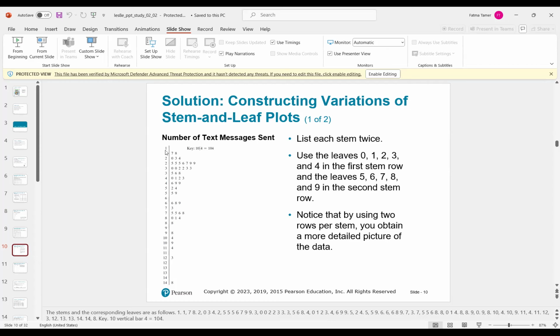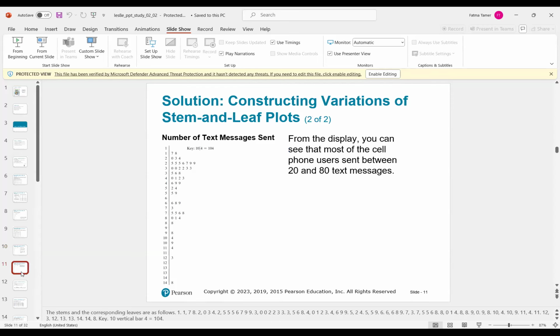Since we don't have any data like 10, 11, 12, 13, 14, we don't have anything on the first line, but we do have 17 and 18, so that takes the number here. 20, 23, 24 go on the first row of stem 2, and then 25 to 29 go on the second row of stem 2. When we modify stem and leaf plots by creating 2 rows for each stem value, you can notice that you obtain a more detailed picture of the data.